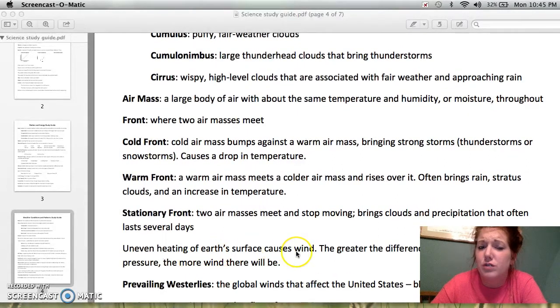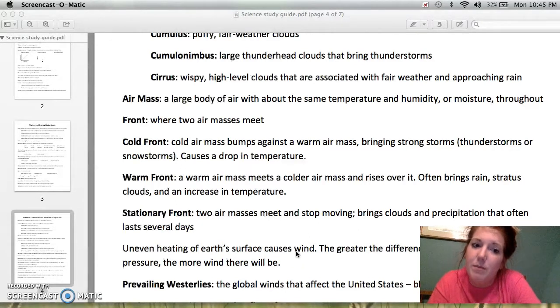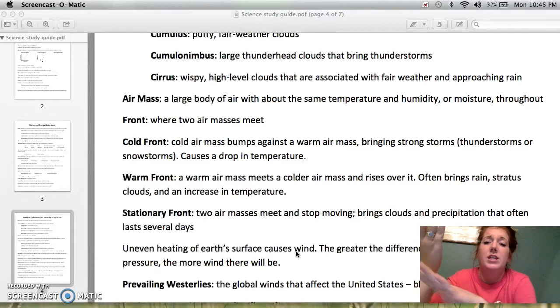Uneven heating of Earth's surface causes wind. Wind is just moving air. Remember, the greater the difference in temperature and pressure, the more wind there will be. So once that hot air rises, cool air moves in, and that creates wind, moving air.